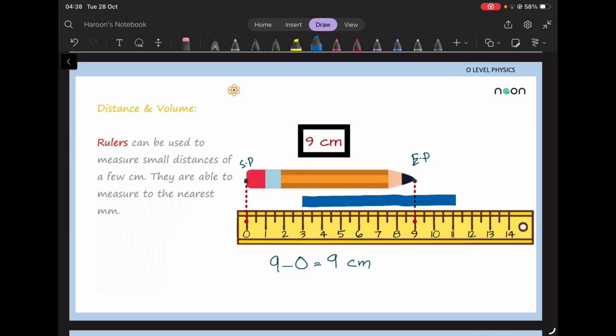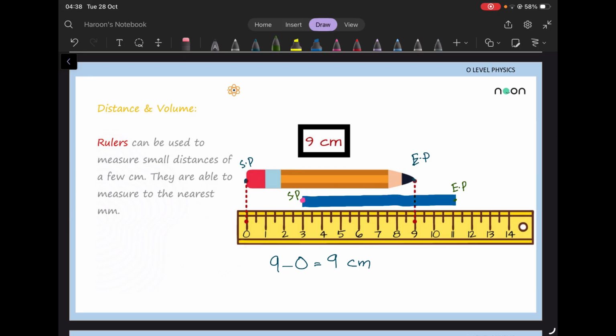So for this object, if I want to measure its length, its starting point is 3. This is the starting point, and its ending point is 11. So now this has zero error. So I need to remove the zero error. How do I remove the zero error?